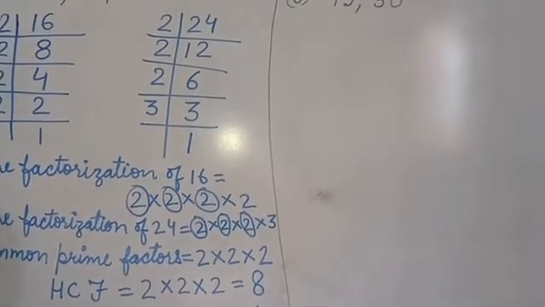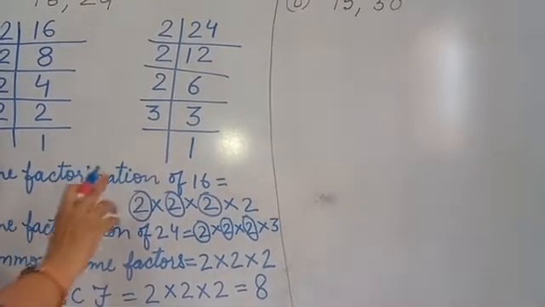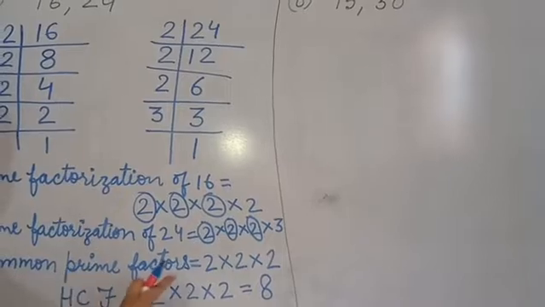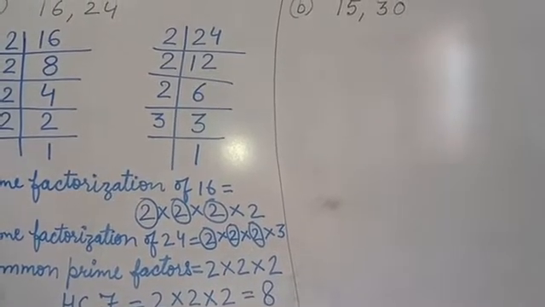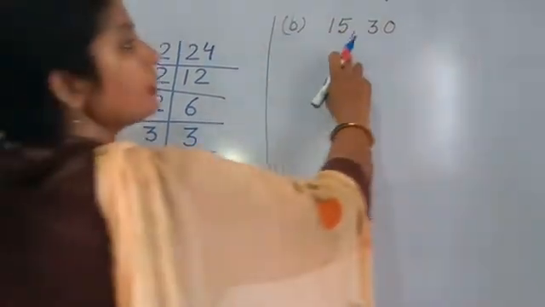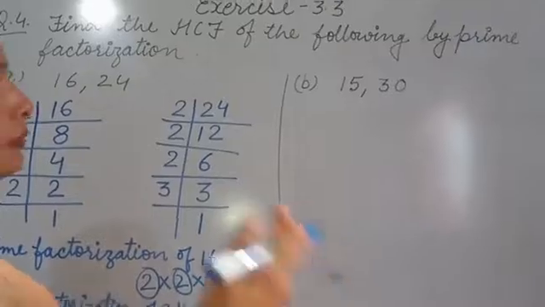Firstly you find prime factors. Okay, so you will do prime factorization of these both numbers, and then you have to find common prime factors and then you should multiply these. Okay, now B part, 15 and 30 is there. So firstly we find of 15 and then we find of 30.